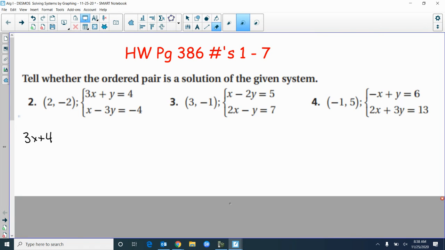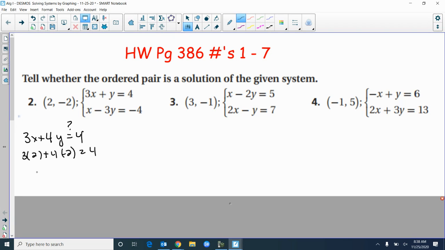3x plus 4y. All right, then what do I do? Yeah, you plug in the coordinates and see if it's true. So you take 3 times 2 plus 4 times negative 2, and we see whether it equals 4.